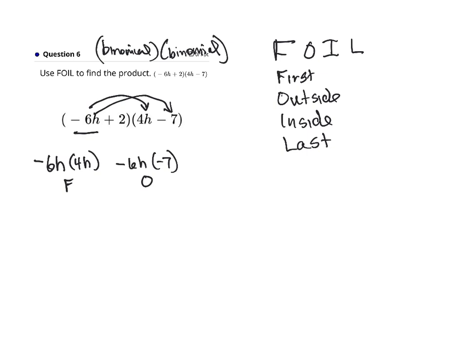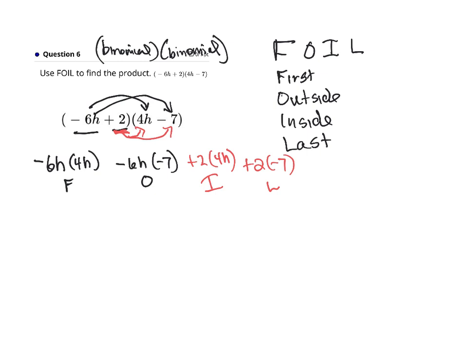So now I have to take care of this 2, and I'm going to multiply it times everything in the other set. Let's change that color. So 2 times 4h, so that's a positive 2 times a 4h. And if you look at the entire problem, those are on the inside. The 2 and the 4h are on the inside that you're multiplying. And then I'm going to multiply the 2 times the negative 7. So 2 times negative 7. And if you look at that, those are the last terms.